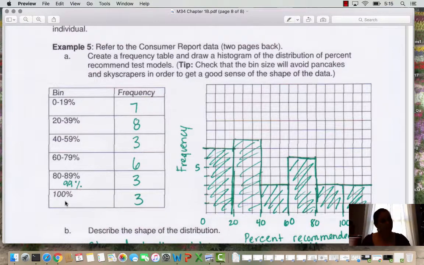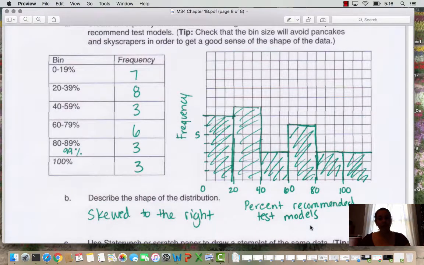There's no scores over 100%. If we did go over 100%, this could go from 100 to 119%. But I wanted to see how many had perfect scores. So here's a sketch with the frequency on the y-axis and the percent recommended test models on the x-axis. So this corresponds to my bin values, the percentages, and my frequency is the height of the bars, or the y-axis. But let's go look at how we can describe this using StatCrunch.